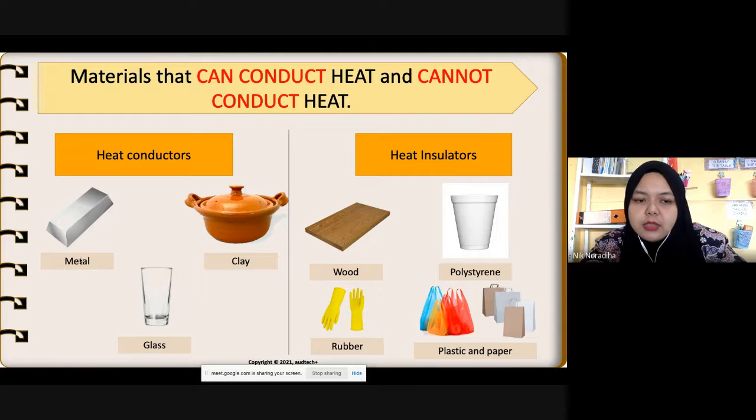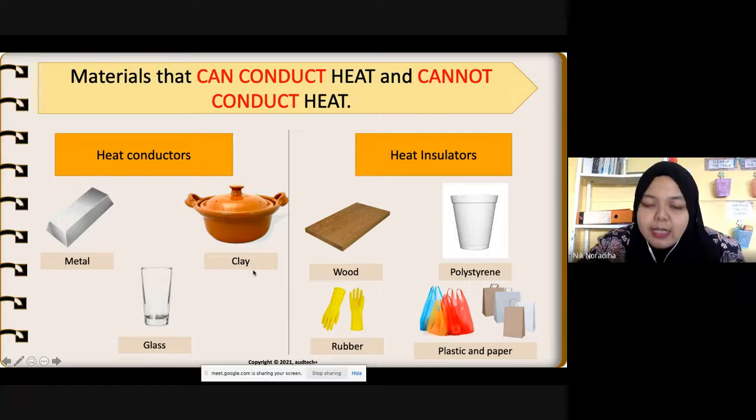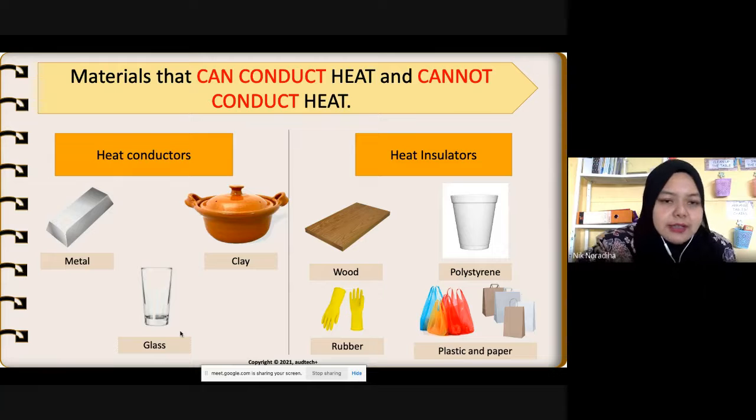Teacher asked you to help teacher to read only. The first one, Zikri. Metal. Metal, well done. Second one, clay. Clay. Okay, the third one, glass. Glass. Okay, so Zikri, good job. Metal, clay and glass can conduct heat or not, Zikri? Can. Well done. Thank you, Zikri.